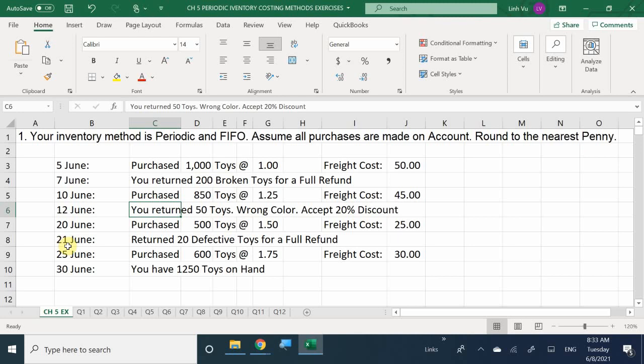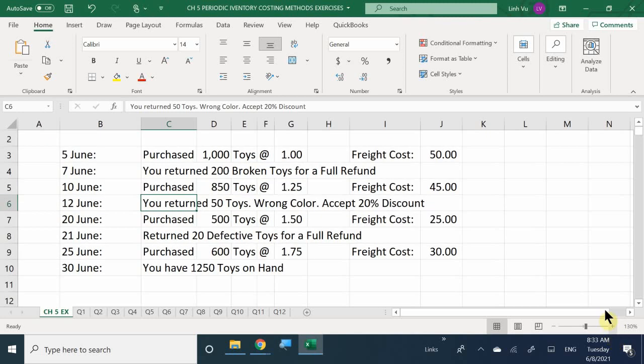Let's take a look at our first example. Here we have June 5th. On June 5th, we decided to purchase a total of 1,000 units at $1 each, with the freight costing $50.